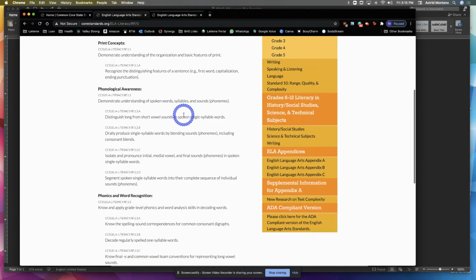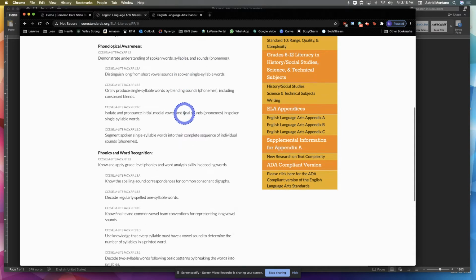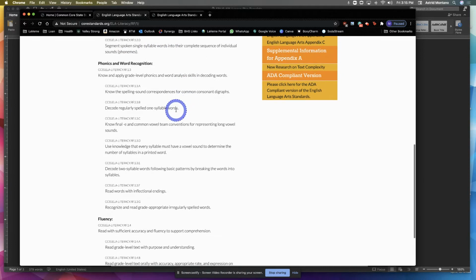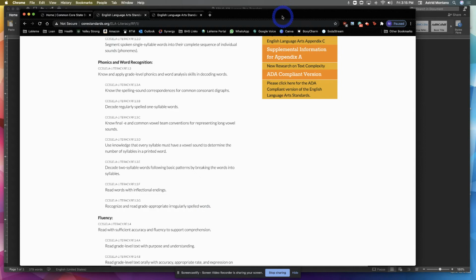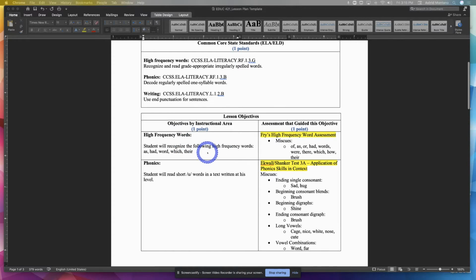I scrolled down until I found a standard that was appropriate to what I needed. You'll read some that say segment spoken single syllable words, not what I'm working on. But if I come down here, I see, oh, it says recognize and read grade appropriate irregularly spelled words. Perfect. I can work with that standard when it comes to high frequency words.